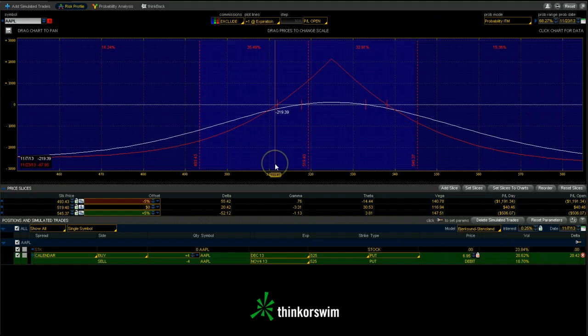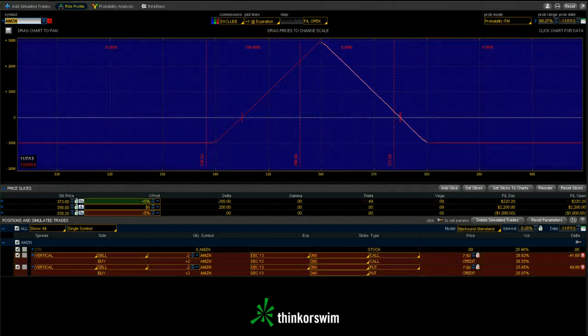So I've written down in my log that if I am anywhere between 510 and 515, I will add another put calendar. Okay, so you're kind of getting the idea of what I do. Let's take a look at the next trade that I have put on. The next trade I put on was Amazon.